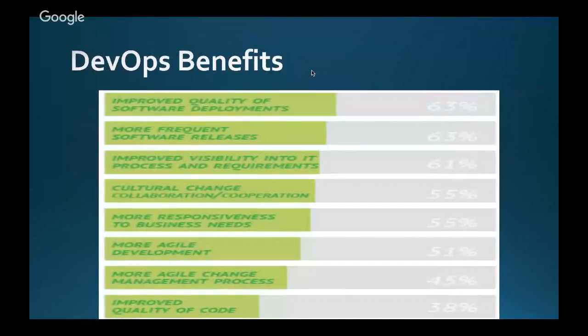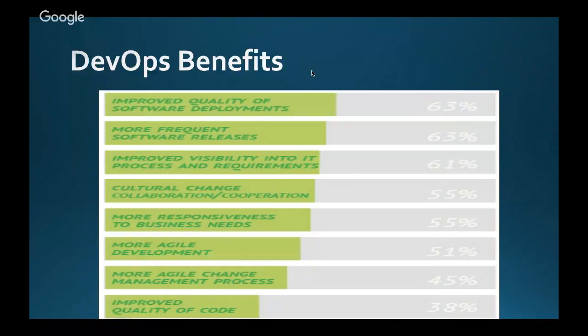Let's talk about the DevOps benefits. Most of the organizations who are using DevOps have improved the quality of software development. 63% of them have seen improved quality of software deployments. Then about 63% of organizations have seen more frequent software releases. Improved visibility into IT process and requirements has been observed by 61% of the users and teams.